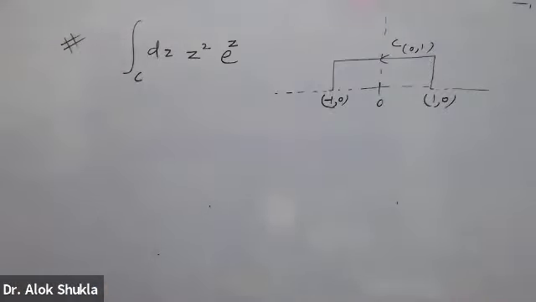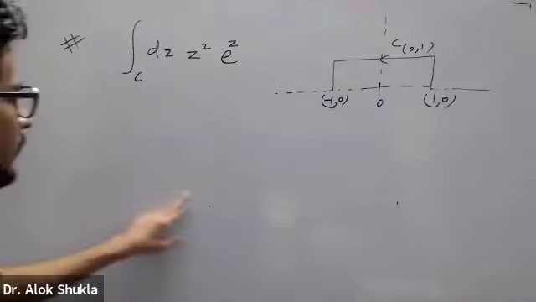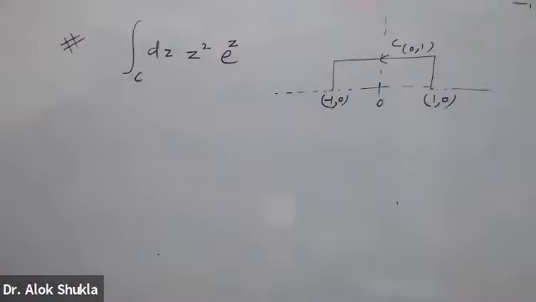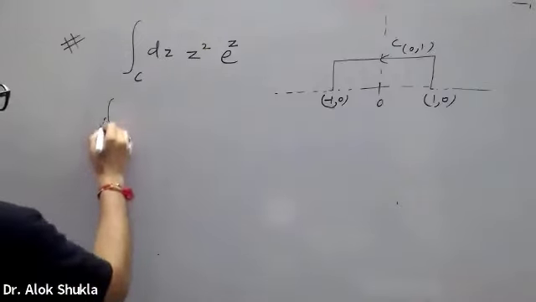So how to do this? You can see this time the contour is not a closed contour. Yes, the contour is not a closed contour. We have an open contour, but we know the formula only for a closed contour. So we have to somehow start by this. Let me start by this.